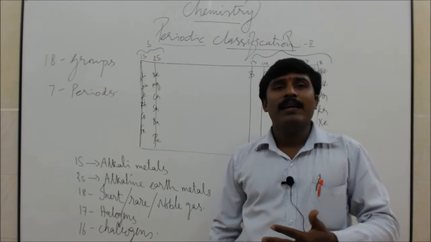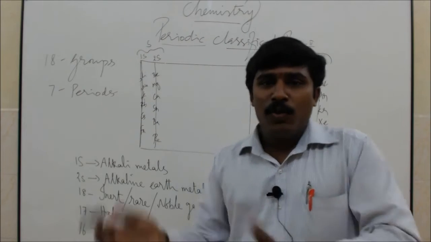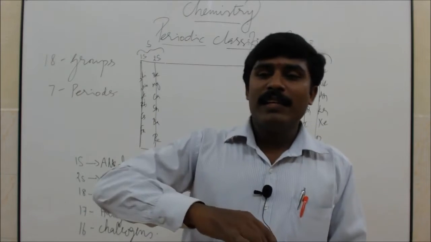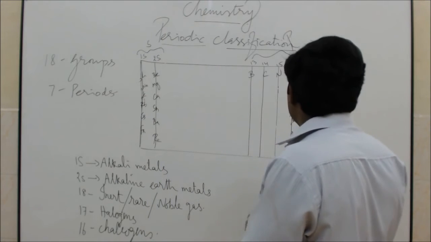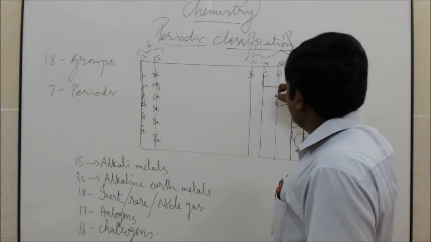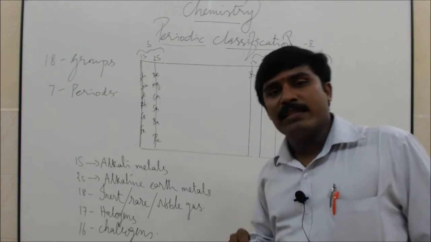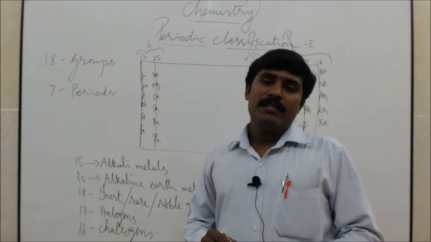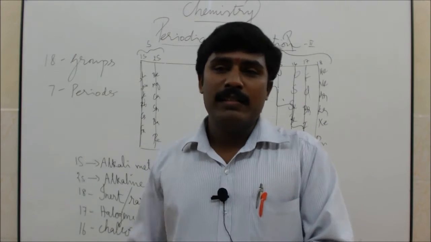Then what do you mean by metalloid? Any idea? Metalloid means some elements have both characters, like metals and non-metals. That is named as metalloids. Here one zigzag line will be there. Silicon, arsenic, antimony, bismuth, these are present here. These are named as what? Metalloids. Why metalloid? Because it contains both characters, like metals and non-metals.